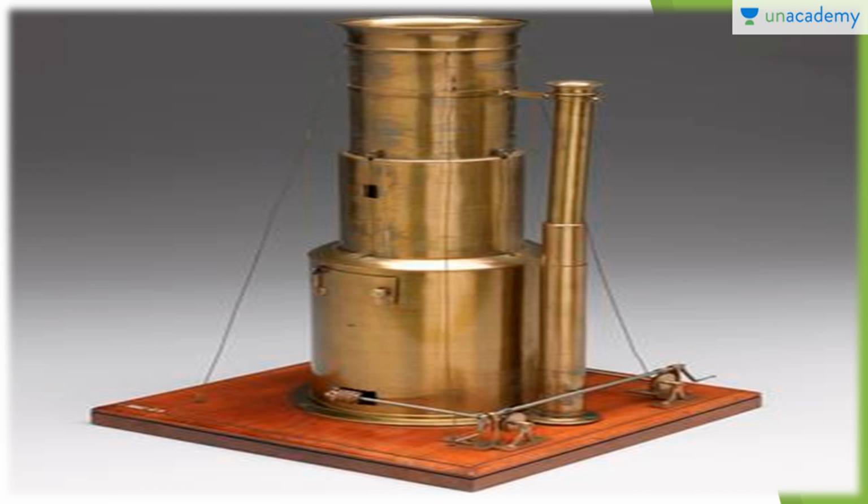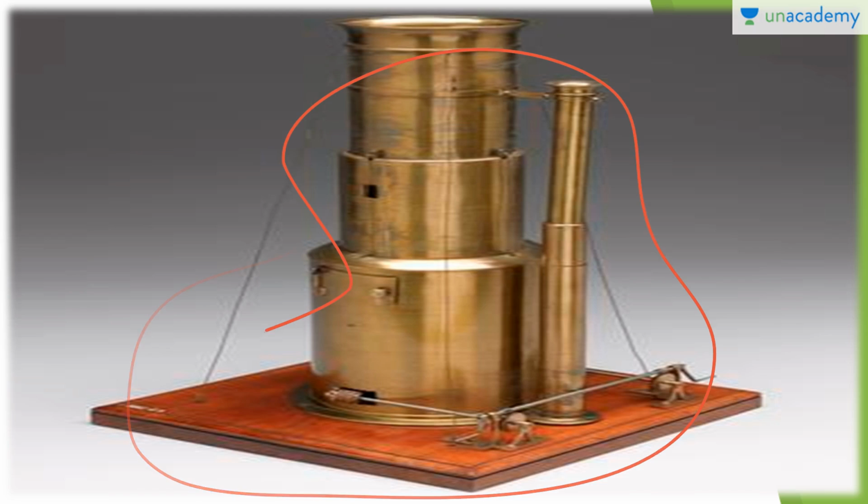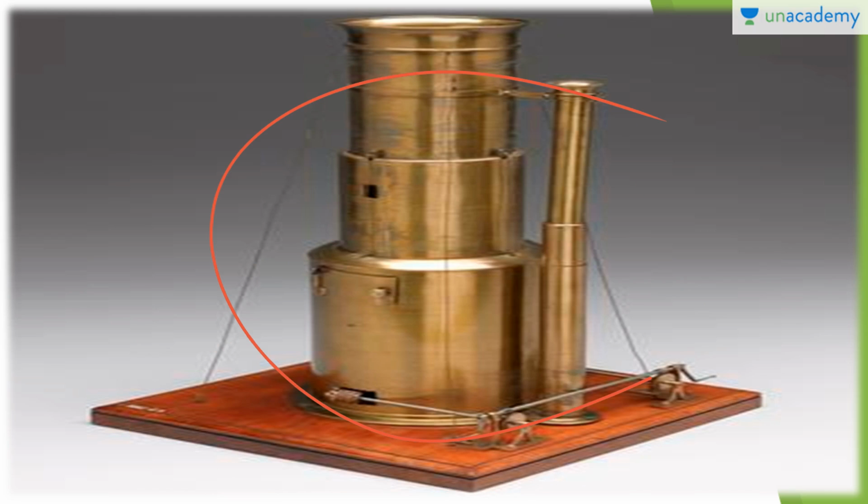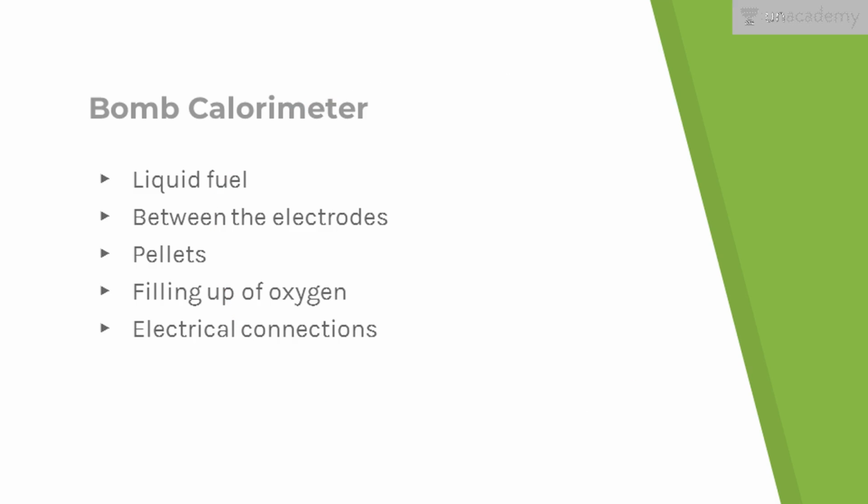So this is the image representation of a Lewis-Thompson calorimeter, meaning how the Lewis-Thompson calorimeter actually looks. So let's go on to the bomb calorimeter. It is used for determination of the calorific value of a liquid fuel, preferably diesel.